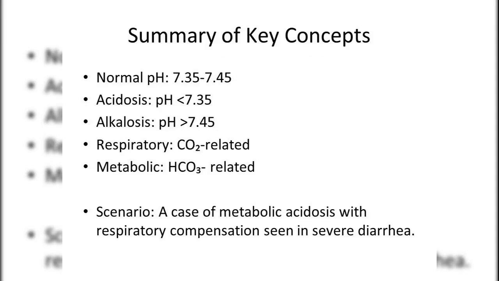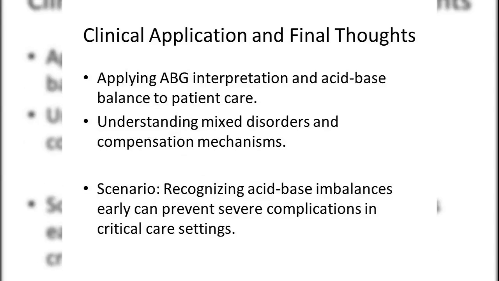Key concepts include normal pH ranges, acidosis, alkalosis, and the respiratory and metabolic factors involved. For instance, metabolic acidosis with respiratory compensation can be seen in severe diarrhea cases. Applying ABG interpretation and understanding acid-base balance is crucial in patient care. Recognizing mixed disorders and compensation mechanisms can prevent severe complications. Early recognition of acid-base imbalances is vital in critical care settings.